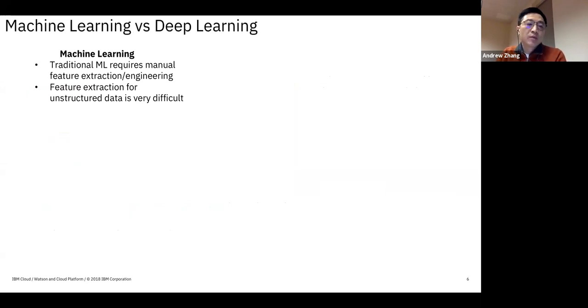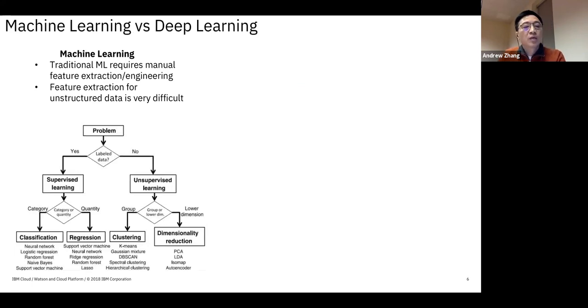So as many of you already know, traditional machine learning requires manual feature extraction and engineering, and extracting the features from unstructured data is very difficult. This chart shows you some of the methods in machine learning. Traditional machine learning has been around. Supervised and unsupervised learning depends on whether data is labeled or not. But further on, there are classification, regression, clustering, dimension reduction, and many algorithms or techniques underneath, on the order of 100 or 200. So that is a pretty complex space in terms of machine learning techniques.